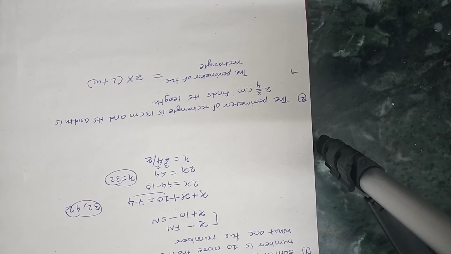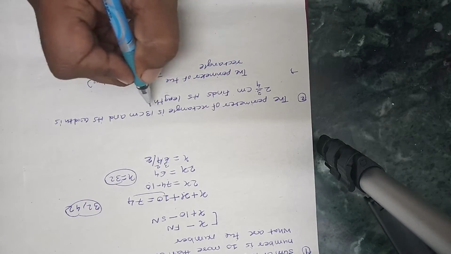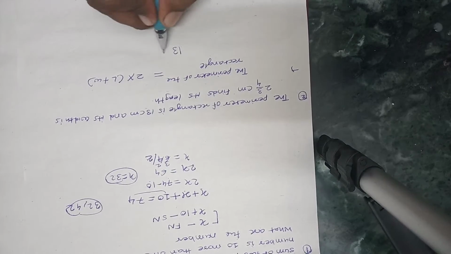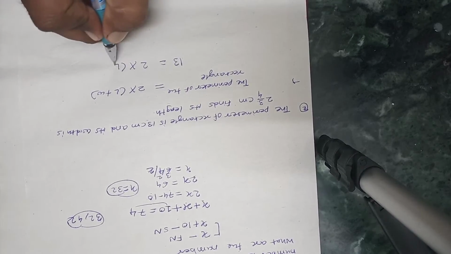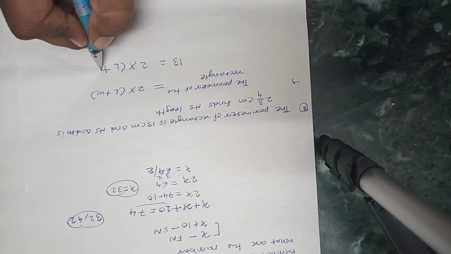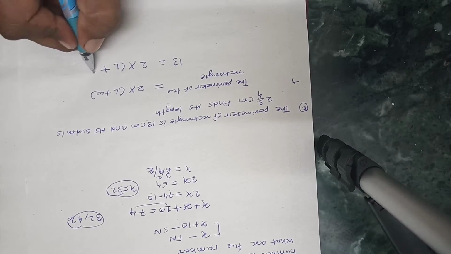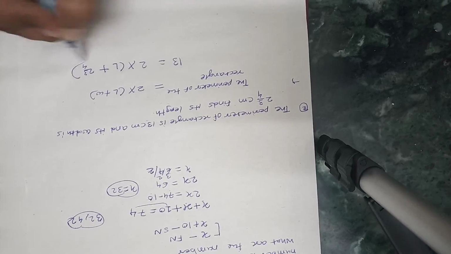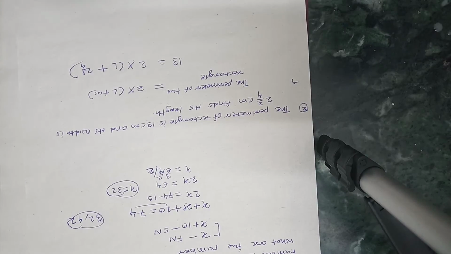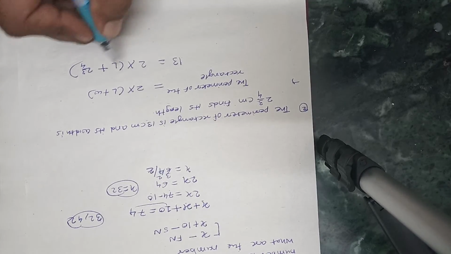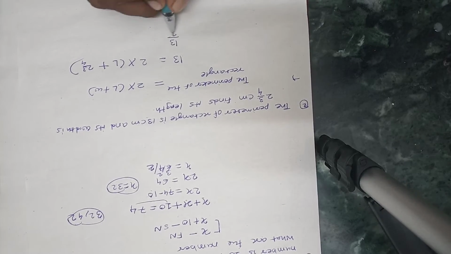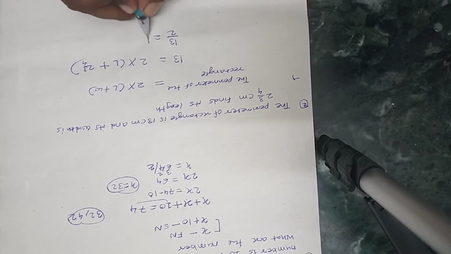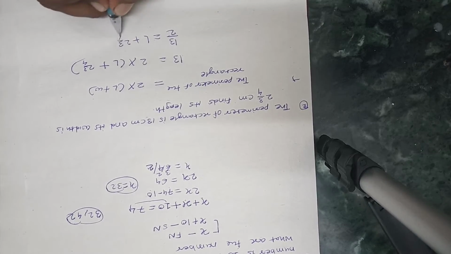So put this value in this equation and find the length. That is, the perimeter of the rectangle is 13, right? 13 is here, equal to 2 into L plus W, we have to find L. W is 2 raised to 3 by 4. Now solve this equation. So shift this 2 here, that will be 13 by 2 equals L plus 2 raised to 3 by 4.